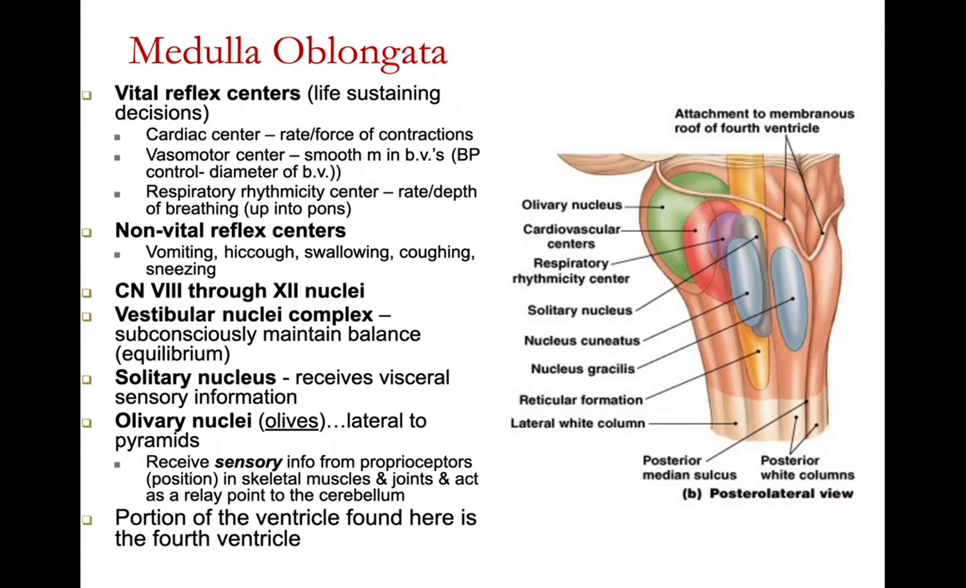So proprioceptors are receptors that send the message of where your body parts are in space relative to the rest of your body. For example, if you put your hand behind your head, you don't have to turn your head around and look for it there. You can feel that it's there. That's proprioception. A portion of the ventricle found here is the fourth ventricle.